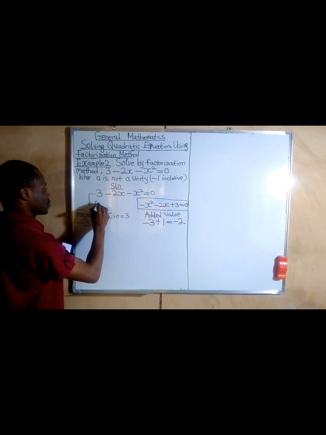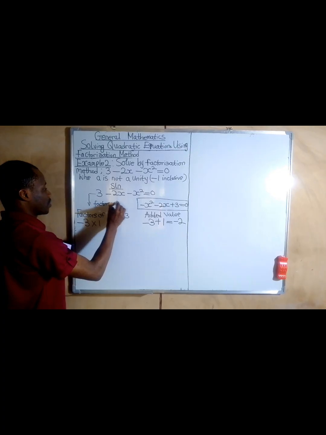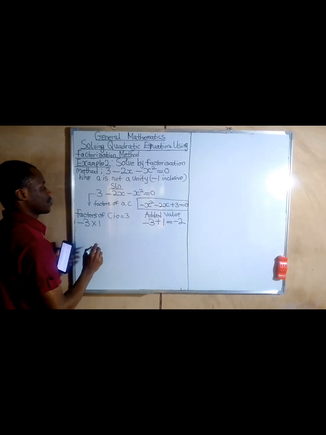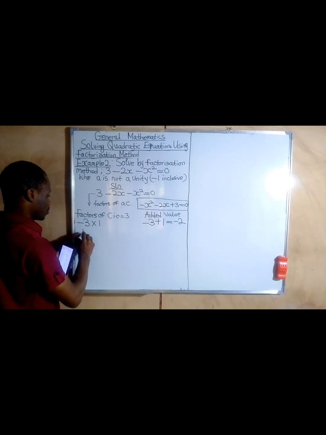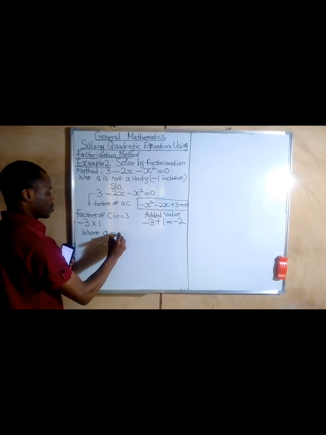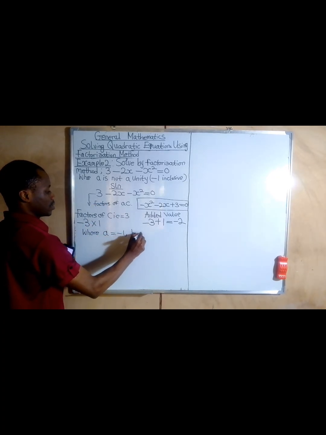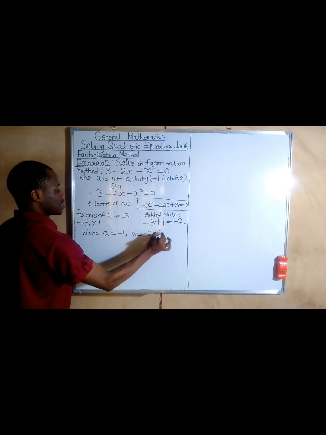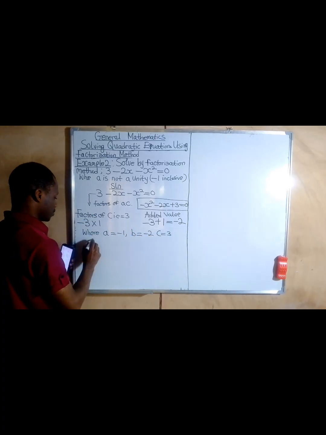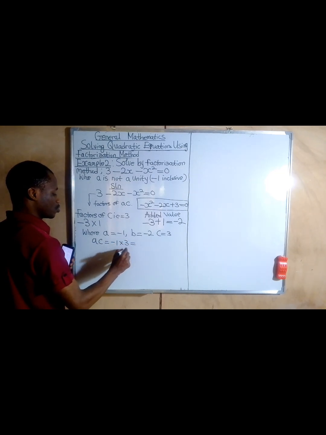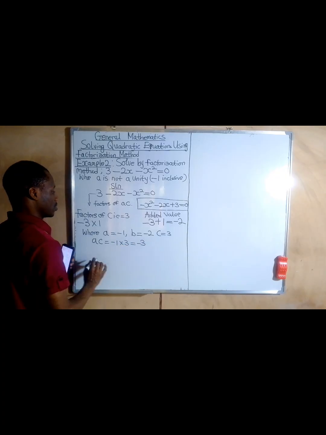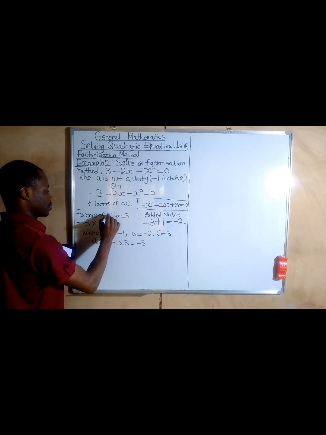So the factors of AC. Now what are the factors of AC? Where A is minus 1, B is minus 2, and C is positive 3. So AC is like saying minus 1 times 3, which will give us what? Minus 3. So factors of AC, not just C now, factors of AC, that is minus 3.